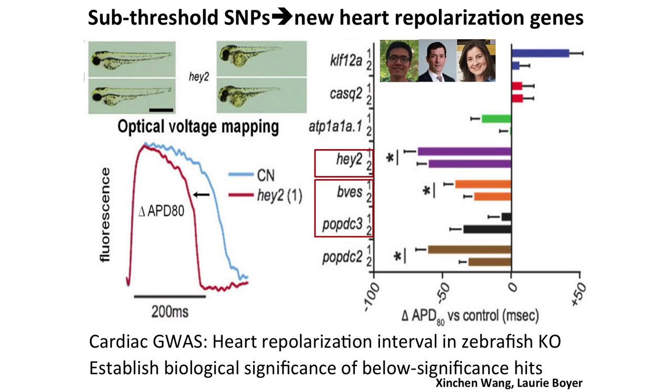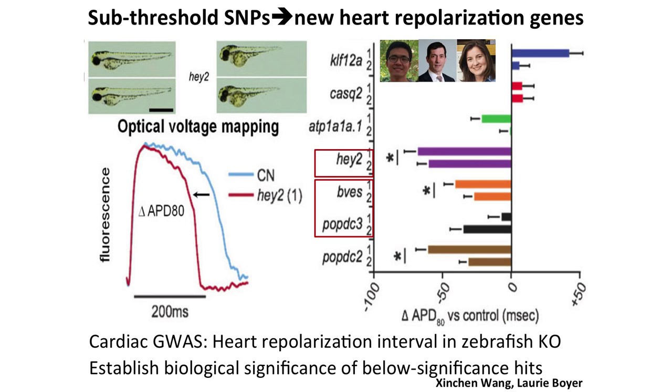So Xinchen Wang, in collaboration with Laurie Boyer and David Milan at MGH, basically said, well, let's start testing some of those below-significance regions. Let's basically ask, what is the effect of the neighboring genes of these below-significant loci that are sitting in epigenetic annotations on the particular trait that we're studying? In this particular case, the QT interval of the heart repolarization.